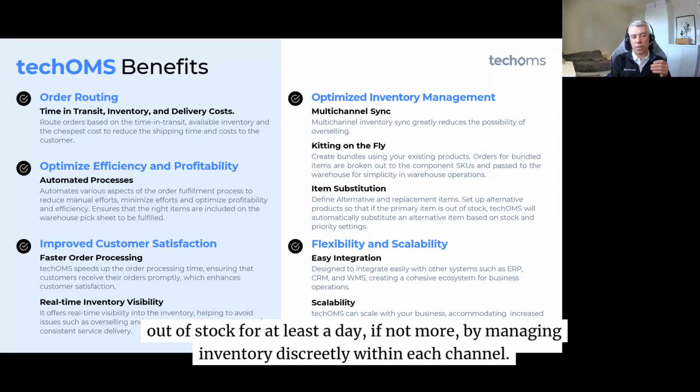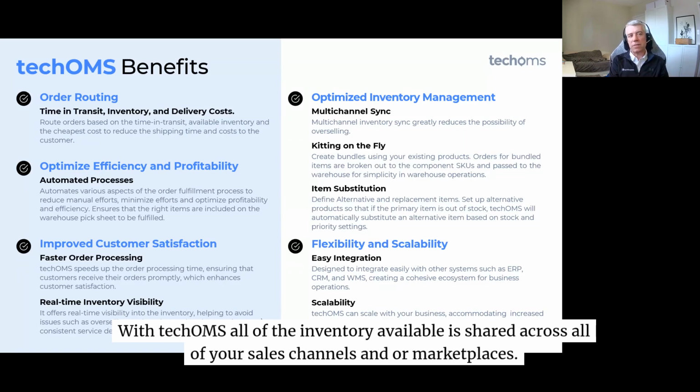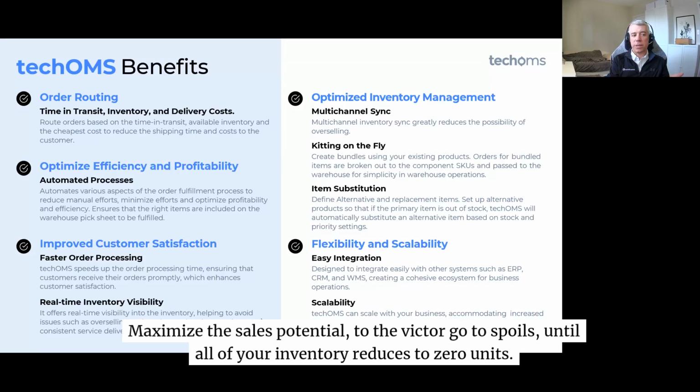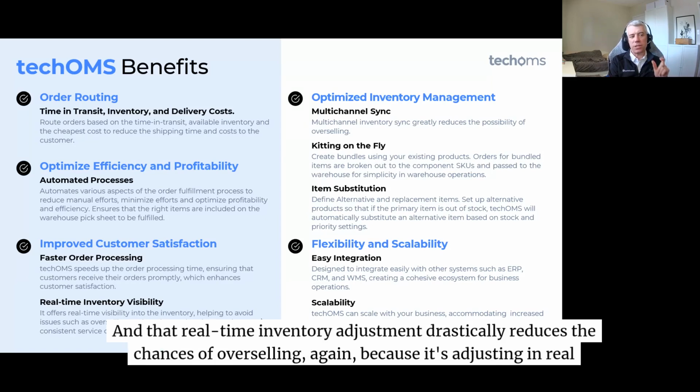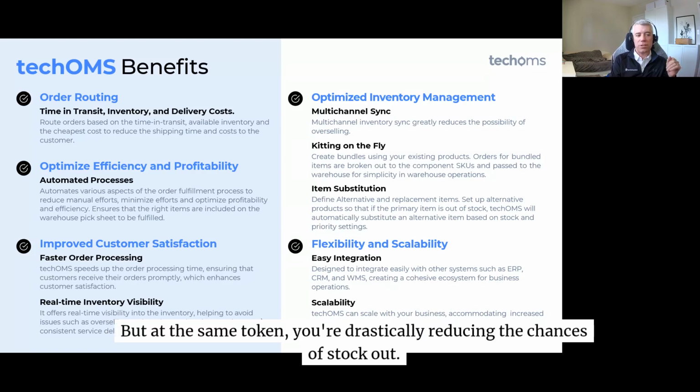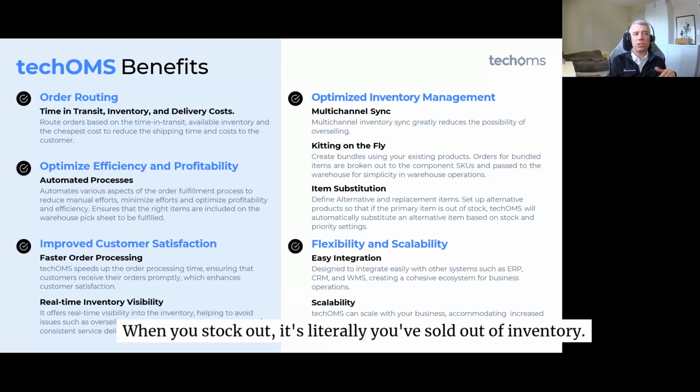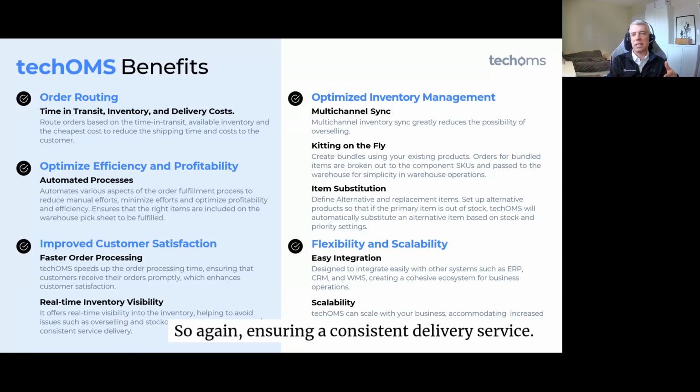And again, if you're not checking and balancing your inventory on a daily basis, you can be out of stock for at least a day, if not more, by managing inventory discretely within each channel. With techOMS, all of the inventory available is shared across all of your sales channels and or marketplaces. Maximize the sales potential, to the victor go the spoils, until all of your inventory reduces to 0 units. That real-time inventory adjustment drastically reduces the chances of overselling, because it's adjusting in real time. At the same time, you're drastically reducing the chances of stockout. When you stock out, you've sold out of inventory. So again, ensuring a consistent delivery service.